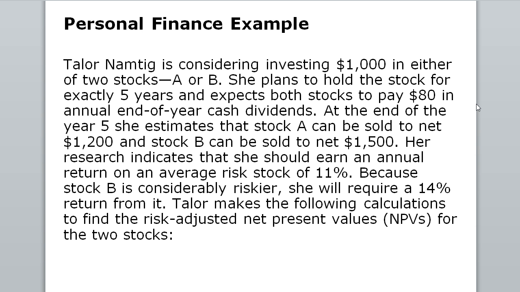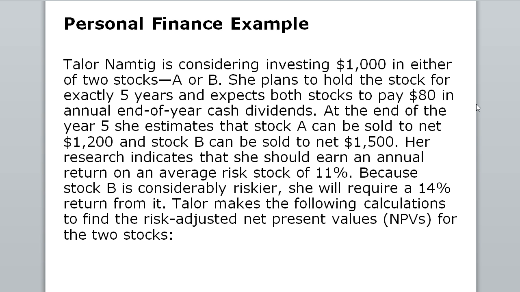Okay, so let's think of a personal finance example here. This person is considering investing $1,000 in either of two stocks, stock A or stock B. She plans to hold the stock for exactly 5 years and expects both stocks to pay $80 in annual end-of-the-year cash dividends. At the end of the 5 years, she estimates that stock A can be sold for a net value of $1,200 and stock B can be sold for a net value of $1,500. Her research indicates that she would earn an annual return on the average risk of the stock of 11%. Because stock B is considerably riskier, she's going to require 14% return from it.